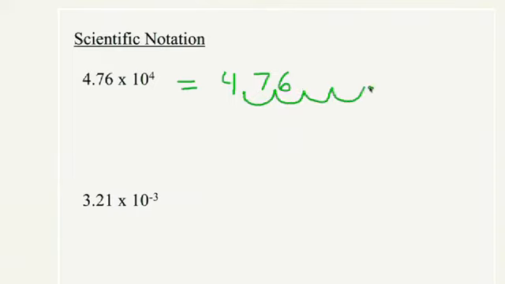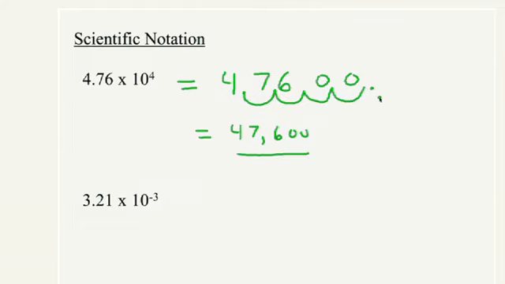Now I have some open spaces here. The rules of the game are if you have open spaces, you should put zeros there. So 4.76 times 10 to the 4th is the same as 47,600. Notice the decimal point ends up over there. So if the exponent is positive, you move the decimal point to the right.